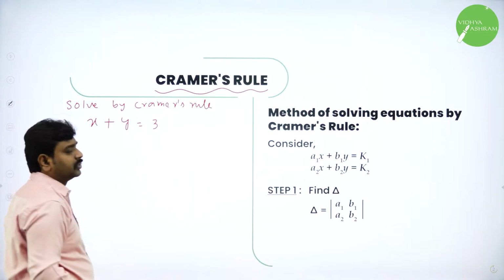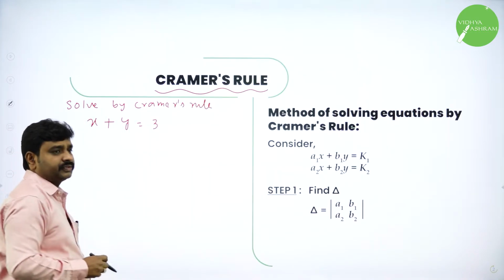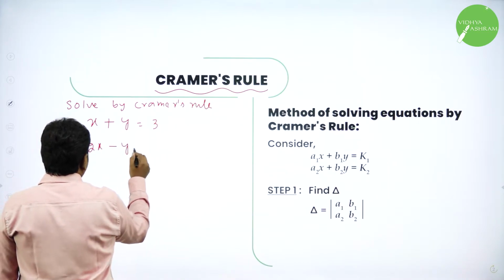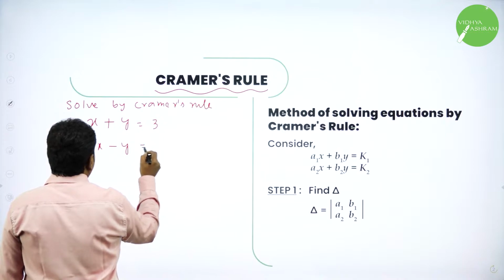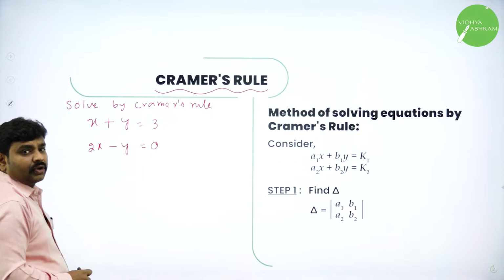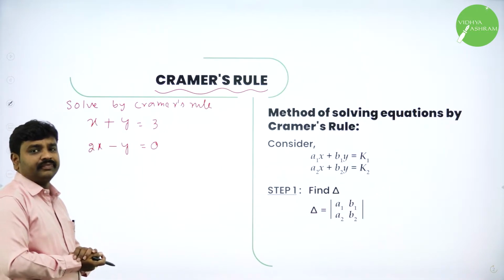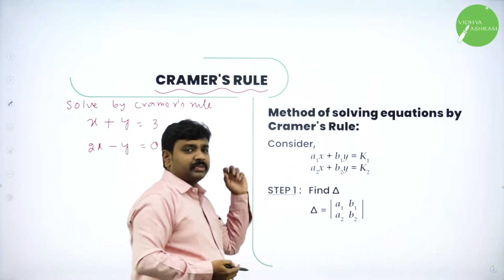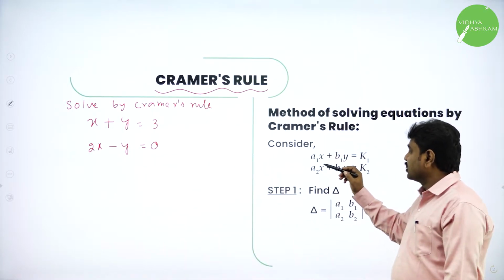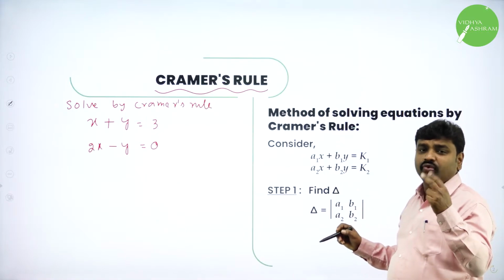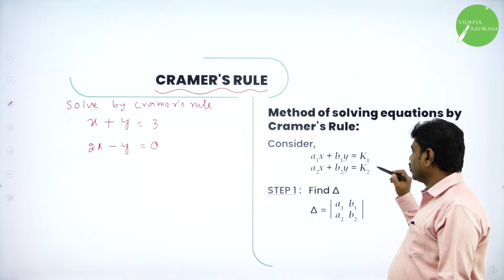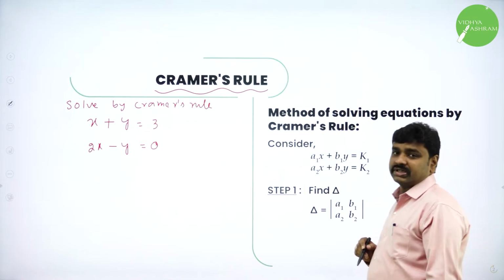Suppose this is the problem. So they will give equations. Suppose, solve these two equations by Cramer's rule. So parallelly, to explain the method, I will take one example. See, consider two equations made up of two variables, a1x plus b1y equal to k1, a2x plus b2y equal to k2, where k1 and k2 are any constants.